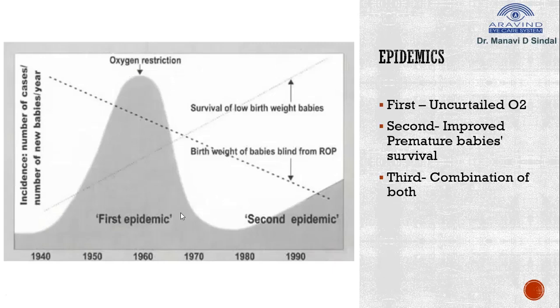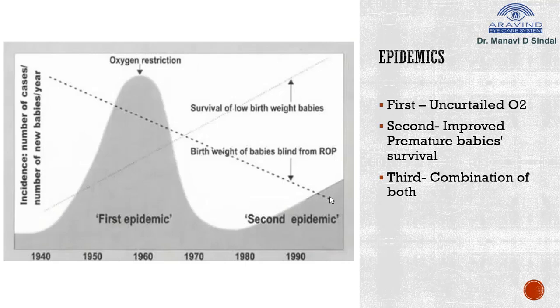By the mid 50s to 60s, it was recognized that oxygen supplementation needs to be monitored and given in a systematic manner, and oxygen was restricted, leading to a drop in the incidence of ROP. This was also accompanied by a slight drop in the survival of preterm babies.